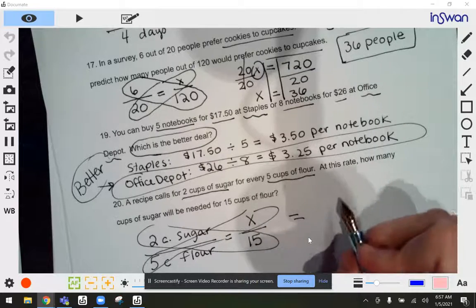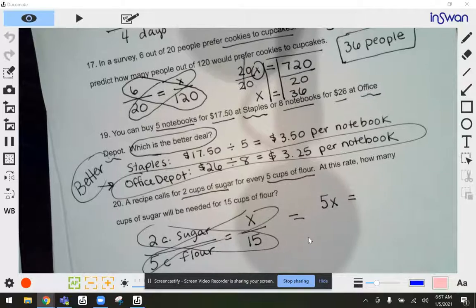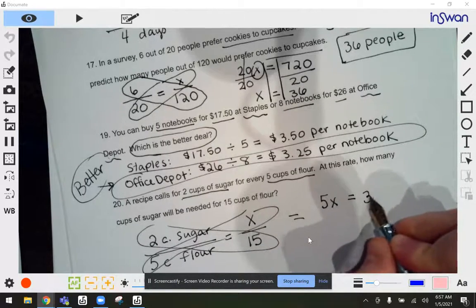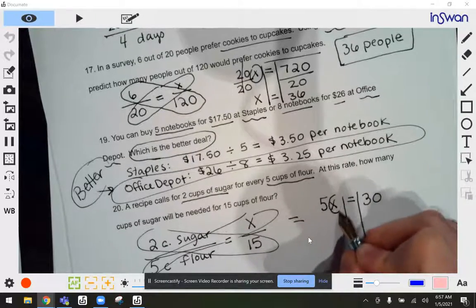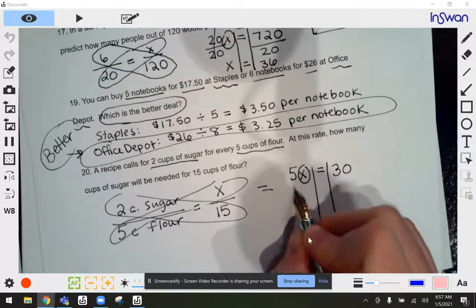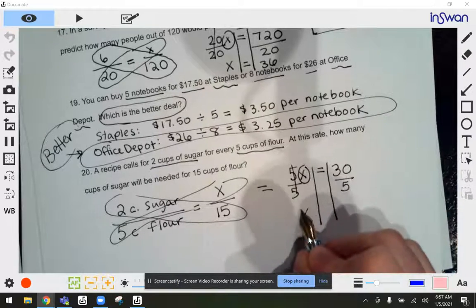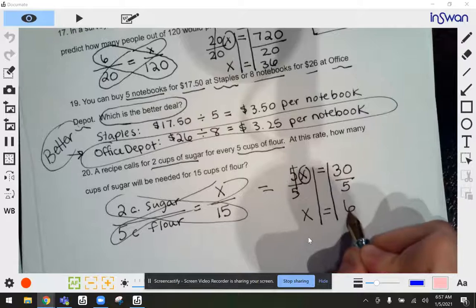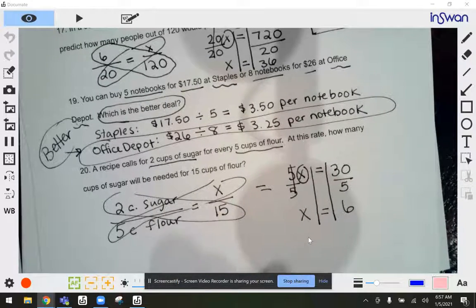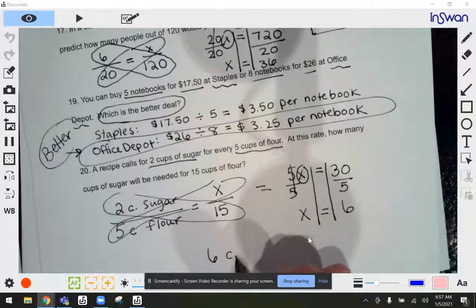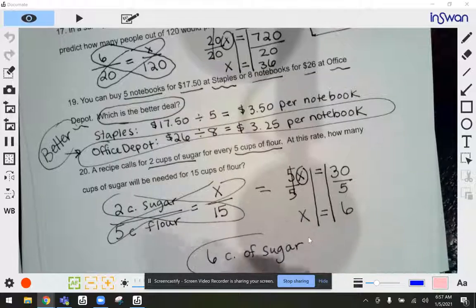5 times x is 5x. And we're setting that equal to the other side. 2 times 15 is 30. Set up your divider, circle your variable. We can get rid of the 5 by dividing. That's 1x or x, and 30 divided by 5 is 6. So then put it back in. What were we trying to find? Cups of sugar, so it is 6 cups of sugar for the 15 cups of flour.